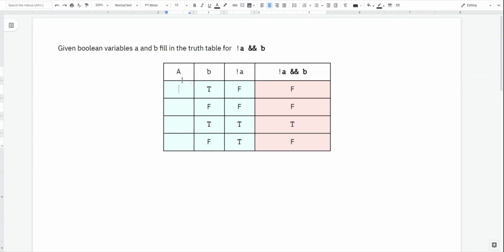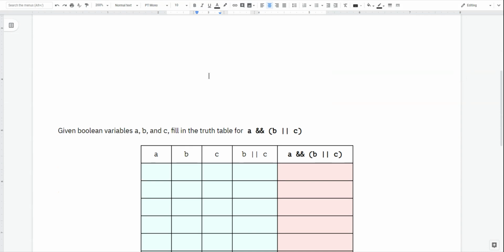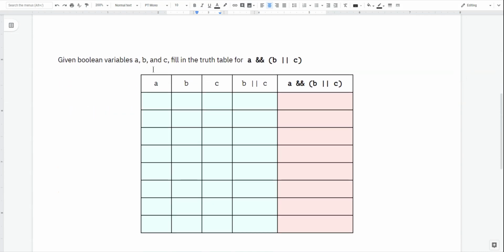And I actually don't want to delete it. I want to keep it here actually. So I wouldn't delete it, I would just ignore it as I go through. So on the last column, I'm just looking at not A and B. Okay, that's pretty straightforward, but what if I have three terms, A, B, and C?